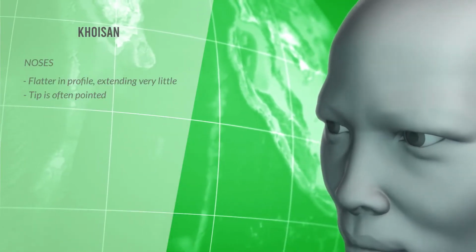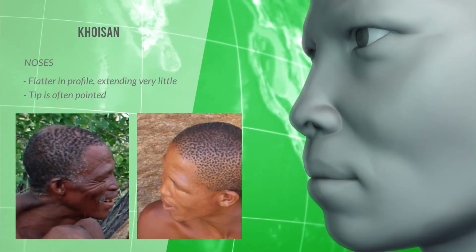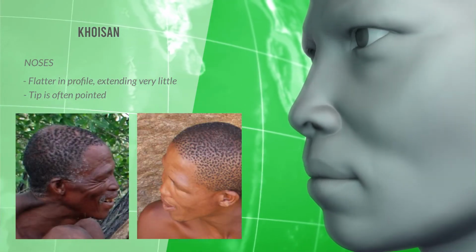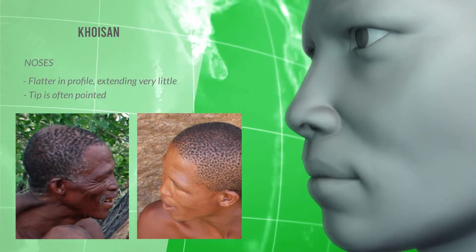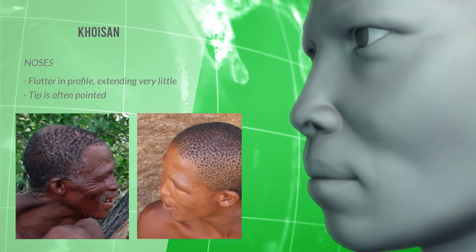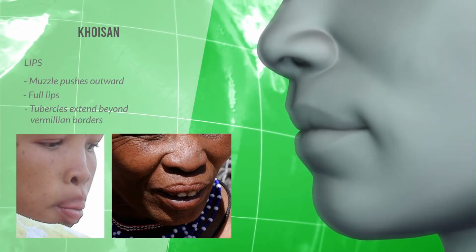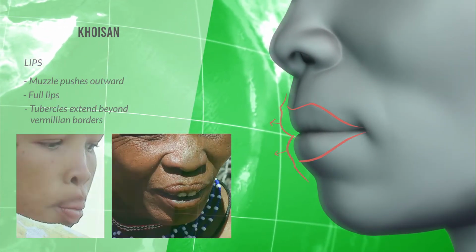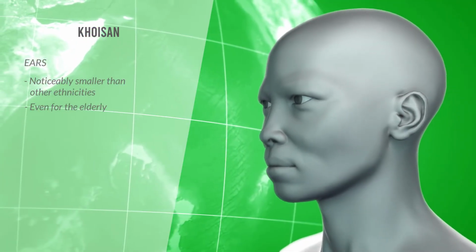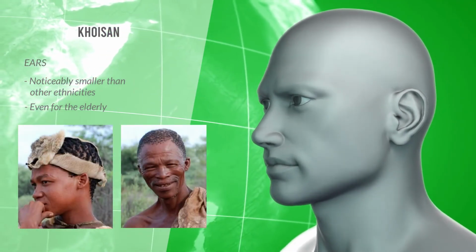Khoisan noses appear to be the flattest of these 5 ethnic categories, and commonly come to a point. And really the whole face is notably flatter. Lips are full, with tubercle volume extending beyond vermilion borders. Lastly, they seem to have smaller ears too. Note the photos of older Khoisan people.